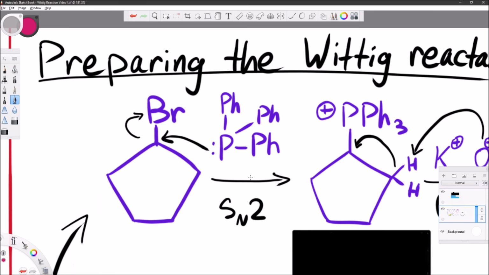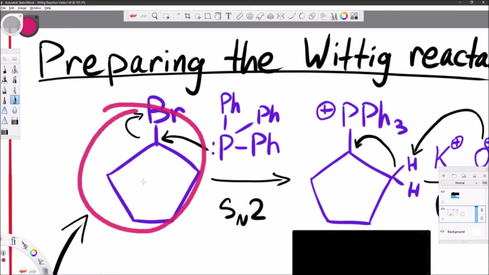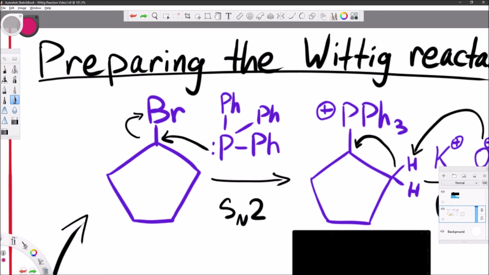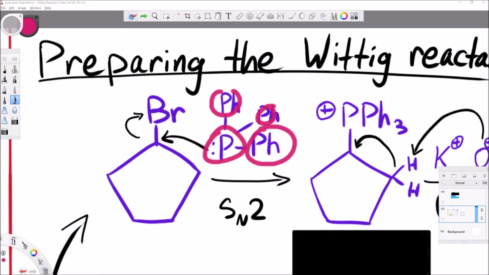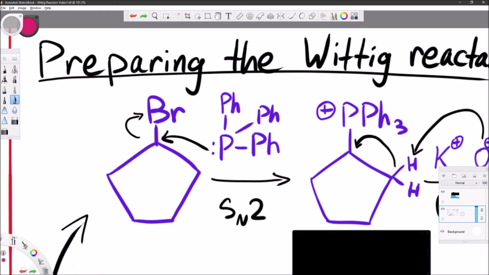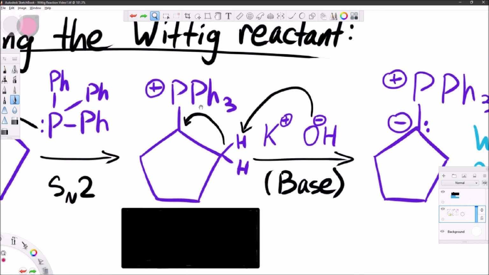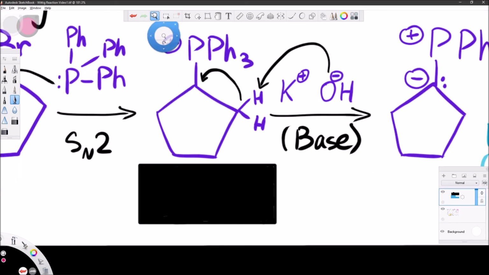The first couple points I'll notice is that here's the alkyl halide that reacts with a triphenyl phosphine. The bromine leaves as the first thing. It's a leaving group. It's what it does. And this lone pair on the triphenyl phosphine attacks the carbocation in an SN2 reaction. That SN2 then forms what is called a phosphonium salt.